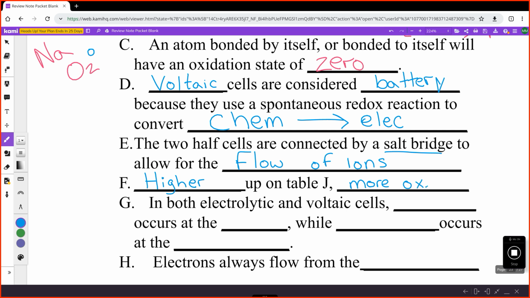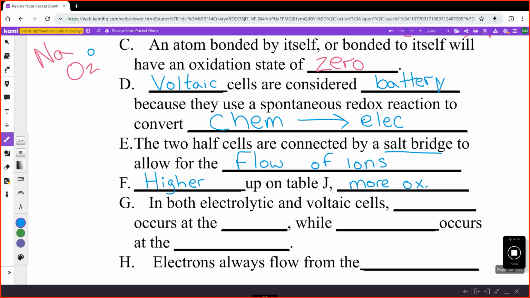Okay, so you would find gold at the very bottom of table J. You would find sodium way up top. If we were analyzing these two elements, trying to figure out what was being oxidized and what was being reduced, the higher up element of sodium is going to be the one oxidized.